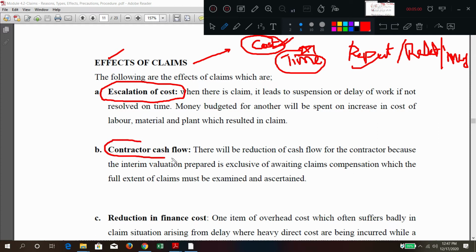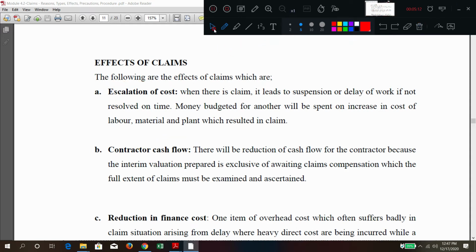So again, claims will affect the cash flow. What is happening here? The client is not making the payment. The contractor has gone for the claim. So there is no money, and obviously the contractor's cash flow will be affected. This is the problem.